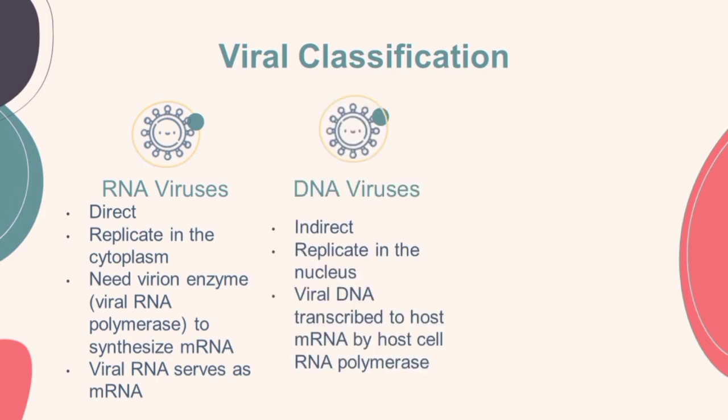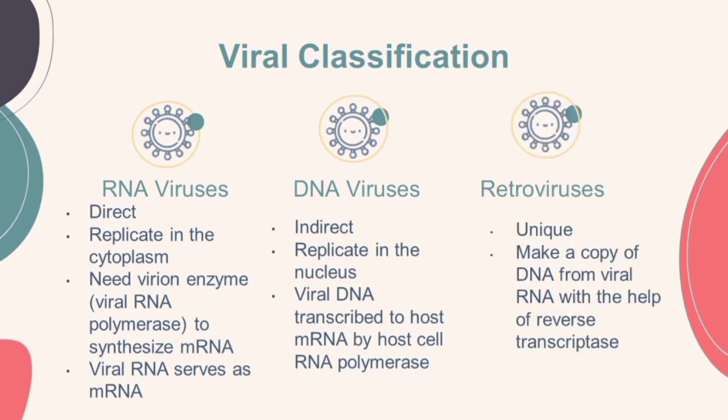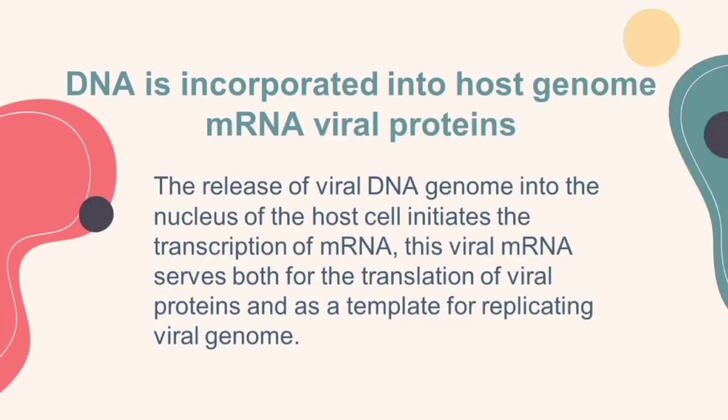Next, the replication of DNA viruses is indirect, which happens in the nucleus of the cell, and the viral DNA is transcribed to host mRNA by host cell RNA polymerase. Lastly, the retroviruses, whose replication is somewhat unique, in the sense that they make a copy of DNA from viral RNA with the help of reverse transcriptase. The DNA is incorporated into the host genome, producing mRNA and viral proteins.